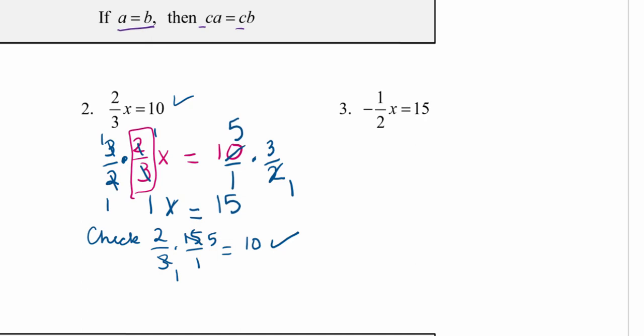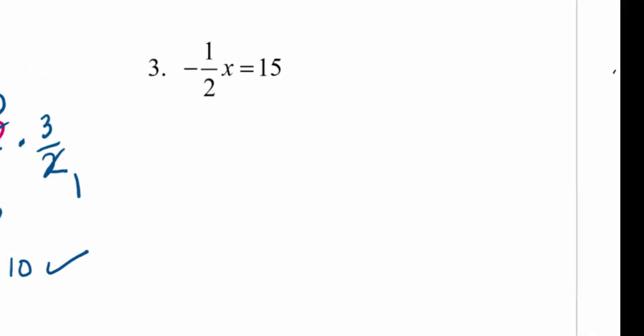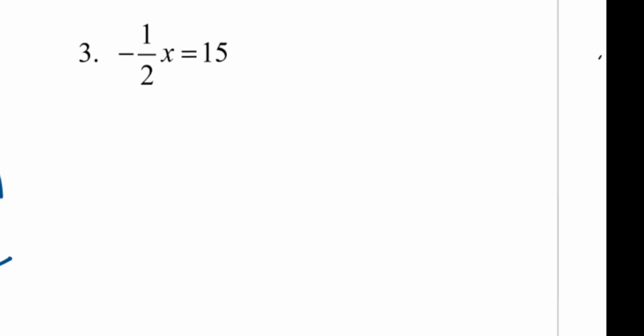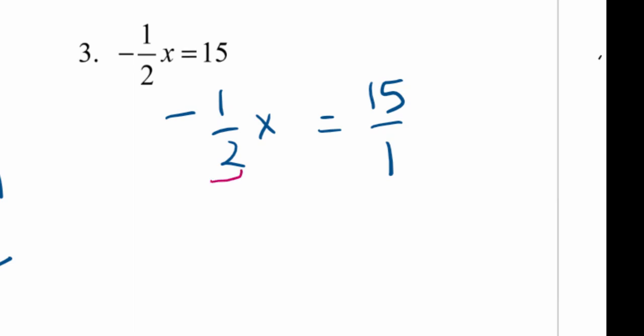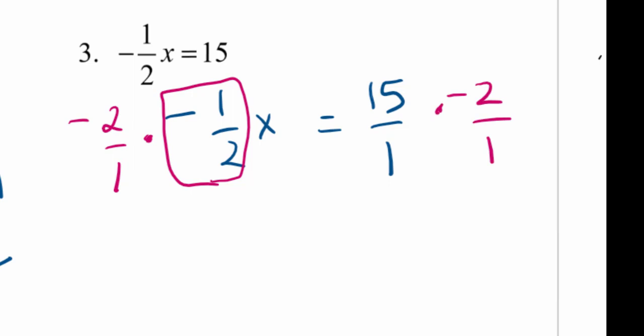Again, what did we do? We multiplied both sides by the reciprocal of the fraction, the coefficient of x, which was 2/3. Let's use that idea again here with number 3. We have -1/2 x equals 15. We want to isolate the x. I'm going to write 15 over 1. So we're going to multiply by the reciprocal of -1/2. And the reciprocal of -1/2 is -2 over 1. And by the multiplication property of equality, I'm going to do that to both sides of the equation.